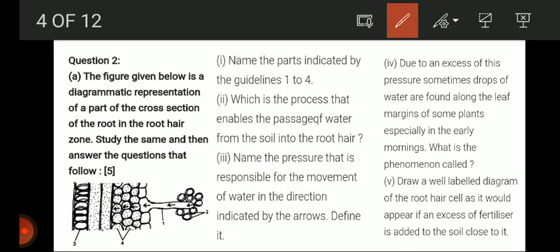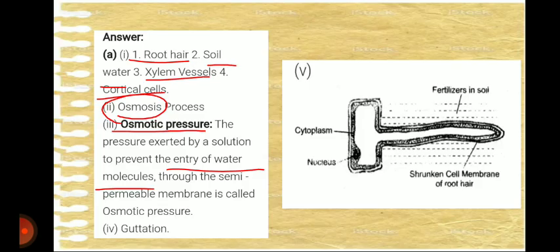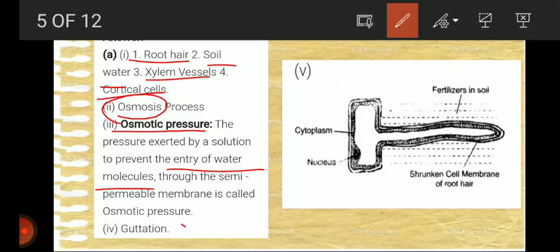What is the fourth question? See, here it has been mentioned, due to an excess of this pressure, that means the osmotic pressure, sometimes drops of water are found along the leaf margins of some plants. Especially this happens in the early mornings, like we say dewdrops at that time. So what is the phenomenon called? It is very easy. You all know that it is guttation.